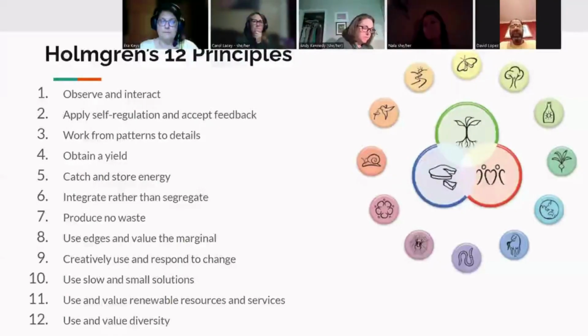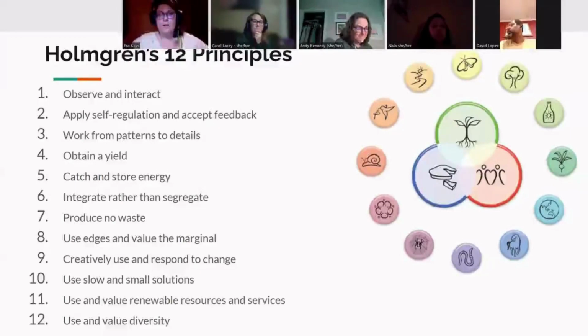Use edges and value the marginal. Exactly. Carol, 9: Creatively use and respond to change. Andy, 10: Use slow and small solutions. Nala, 11: Use and value renewable resources. And David, 12: Use and value diversity.